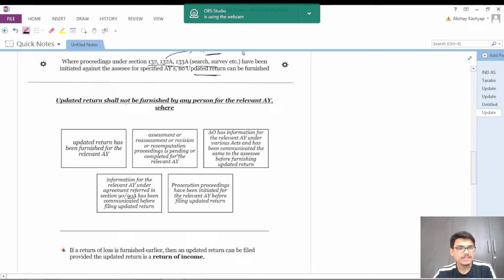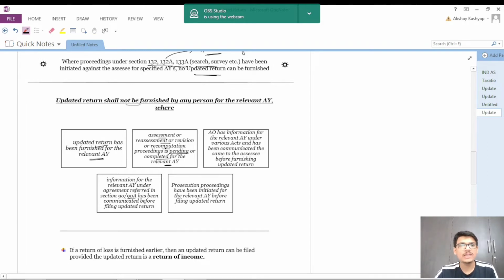Also, there are some other exceptions. Let's look at those. Now, an updated return cannot be furnished if you have already furnished an updated return for an assessment year. If you have already furnished an updated return, you cannot file another updated return. An updated return can be furnished only once for an assessment year. Also, if there are any assessment, reassessment, revision or recomputation proceedings that are pending or completed for the assessment year, then an updated return cannot be furnished.